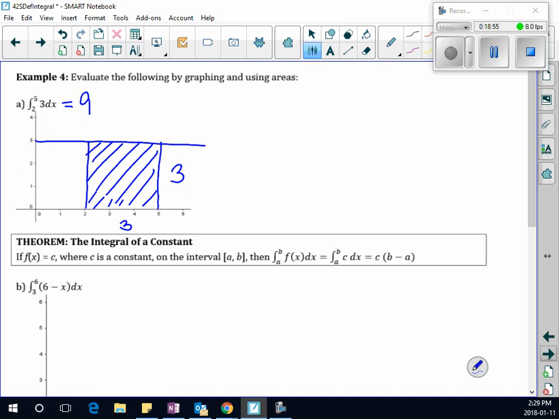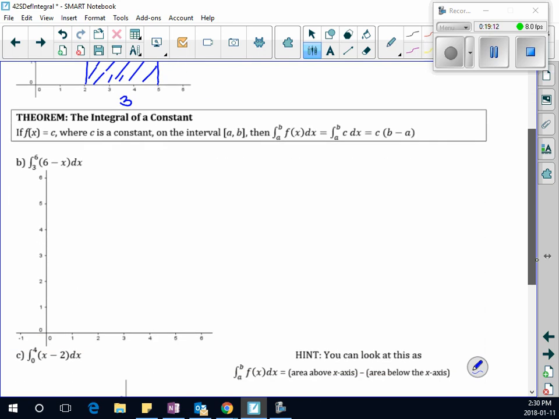It's because if we have an x value of 5 and an x value of 2, the width is 5 minus 2, which is 3, right? And then the constant is the height. It is the function, that's the y value. So there you go. Okay, so now we're going to do this one.